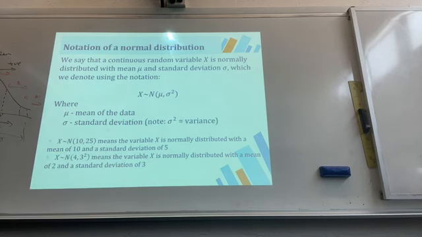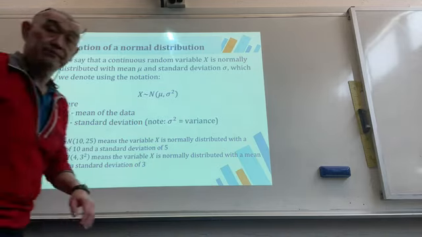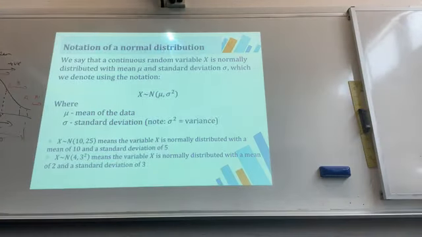If it is a number squared, that is straight away the standard deviation, whereas in that case you need to take the square root. Alright? So here, this notation means that the variable X is normally distributed with a mean of 10 and a standard deviation of 5. And 4, 3 squared means that the variable X is normally distributed with a mean of 2 and a standard deviation of 3. Right? Now, that's a notation that you need to know.